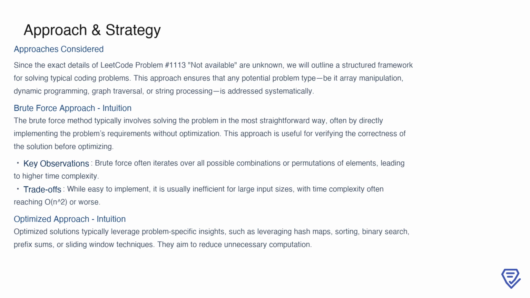On the other hand, optimized approaches aim to reduce unnecessary computations by leveraging specific insights about the problem. These might include techniques like using hash maps for constant time lookups, sorting to simplify comparisons, binary search for ordered data, or sliding windows to efficiently handle subarray problems. These strategies help improve performance, making the solutions more practical for larger datasets.